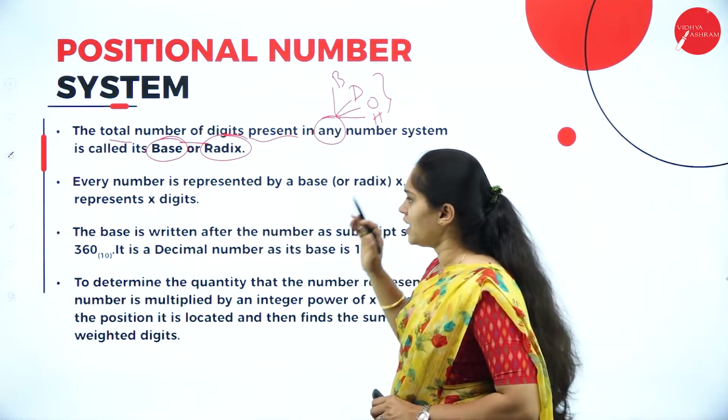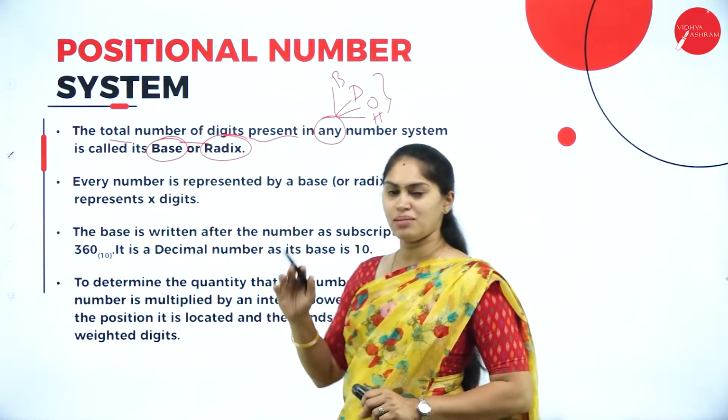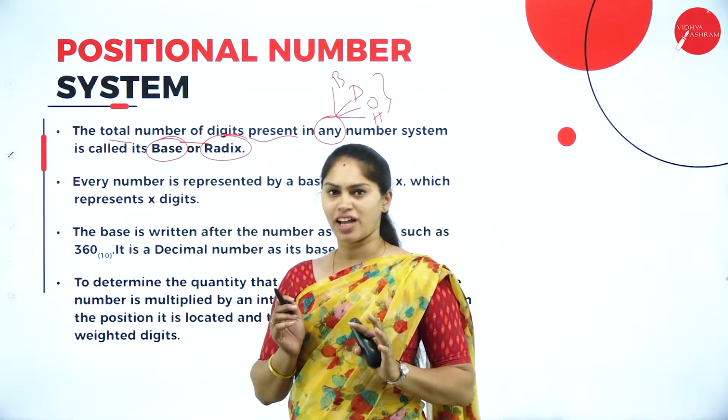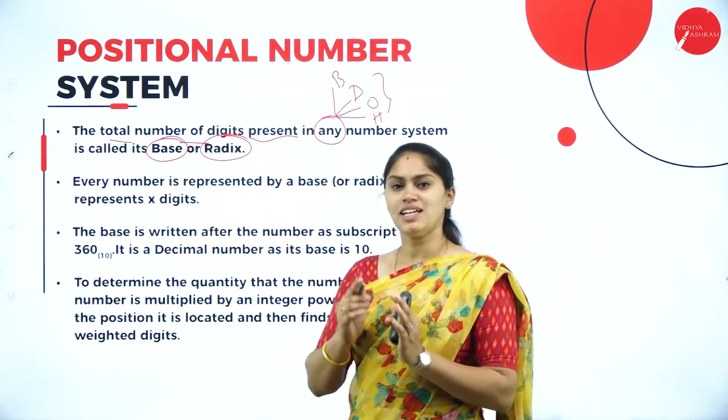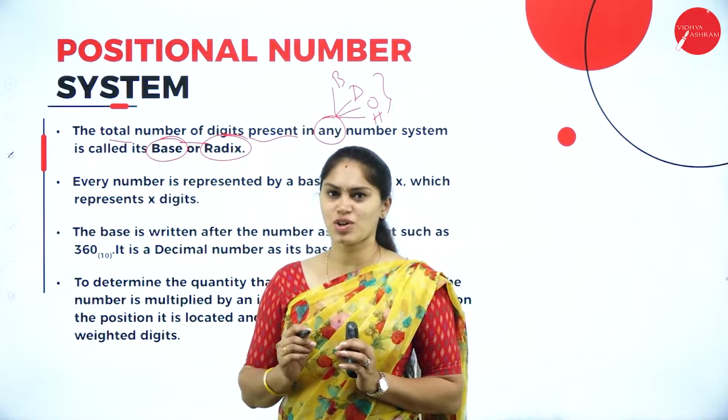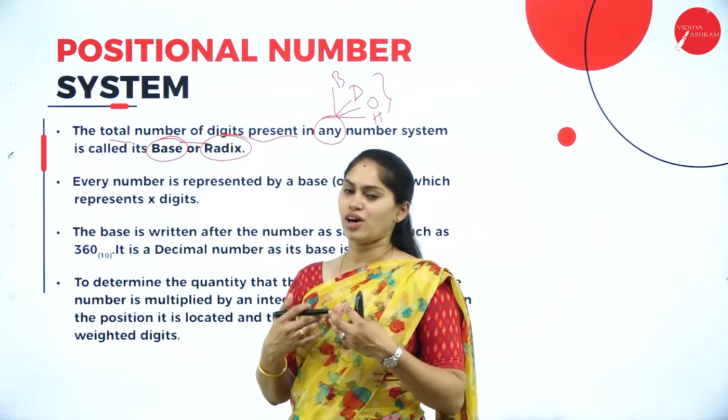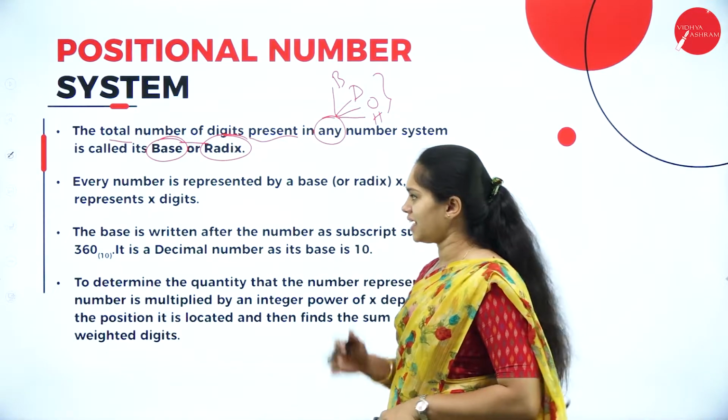For example, if you consider the decimal number system, that is of 10 digits, then that base is what? 10. If I consider octal, that is of 8 digits. So its base or radix is 8. In that way you are going to learn. Okay. We'll see the next point here.